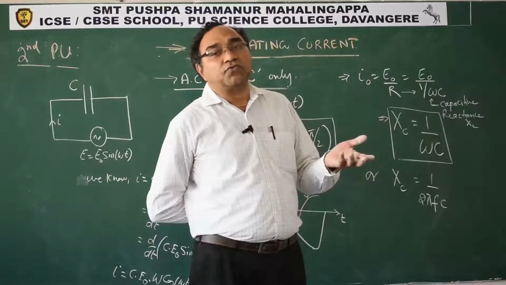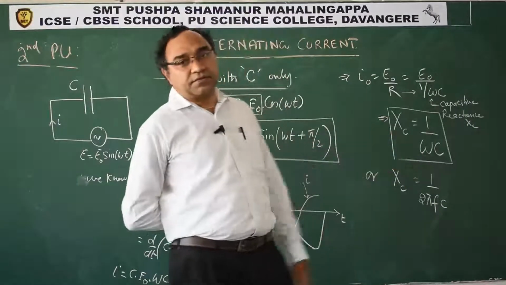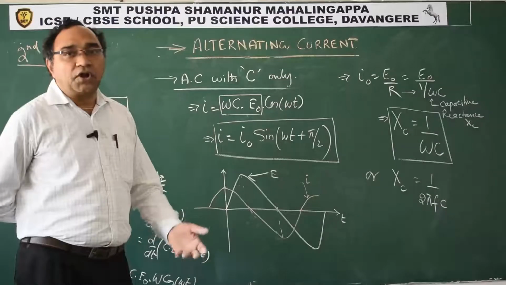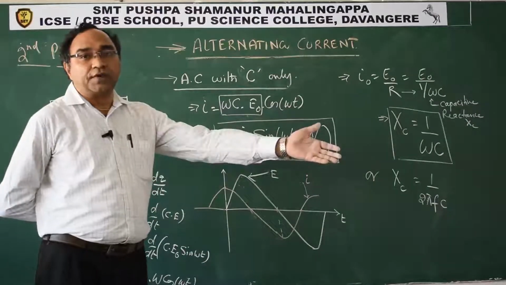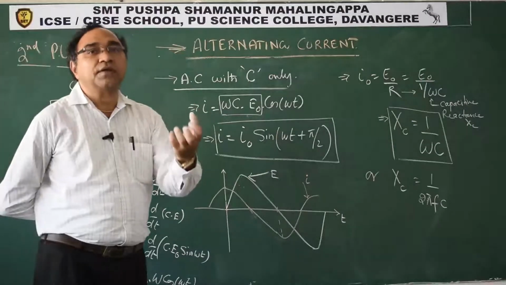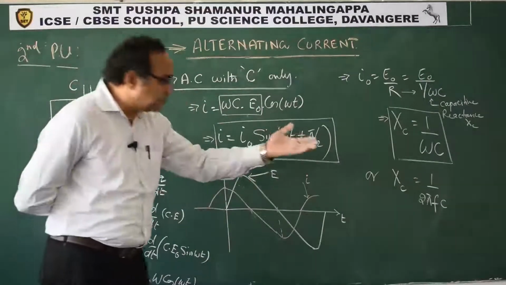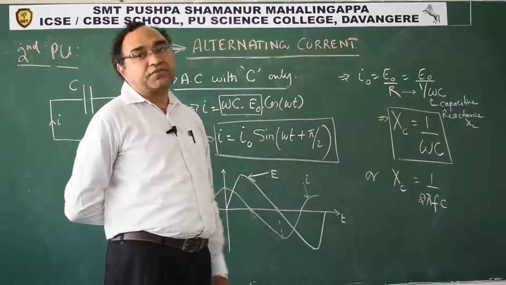A capacitor is a device which stores charges. This is the meaning of infinite resistance. It does not allow the current to pass through it. Then where is the current going? It is storing in the capacitor. The charges are getting stored. This is the meaning of infinite resistance.